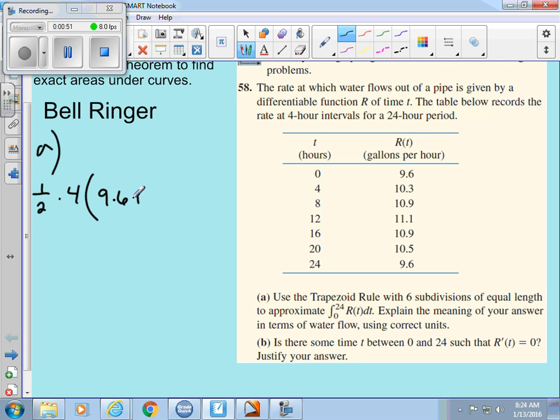9.6 plus 10.3, so that's my first trapezoid. Second trapezoid, 10.3 plus 10.9. And if you are good at these trapezoids and you want to do 2 times all the middle ones, you can do that. That's wonderful. If you're not good at them, just write it all down. 10.9 and 11.1.